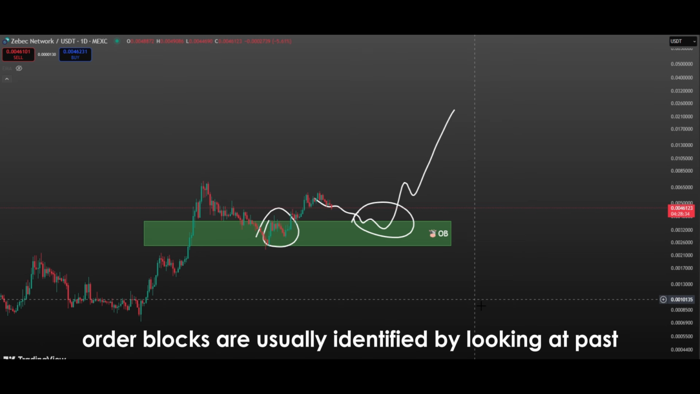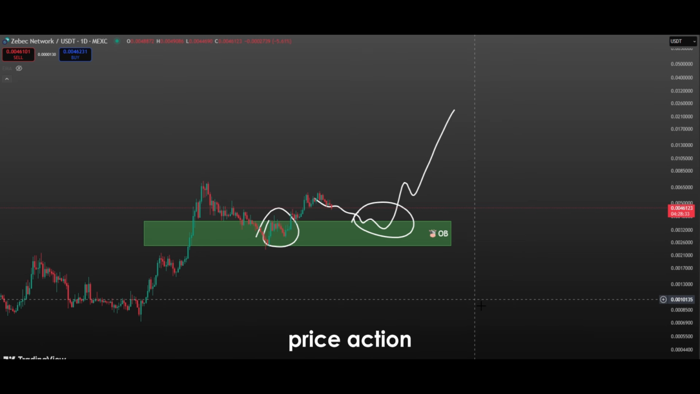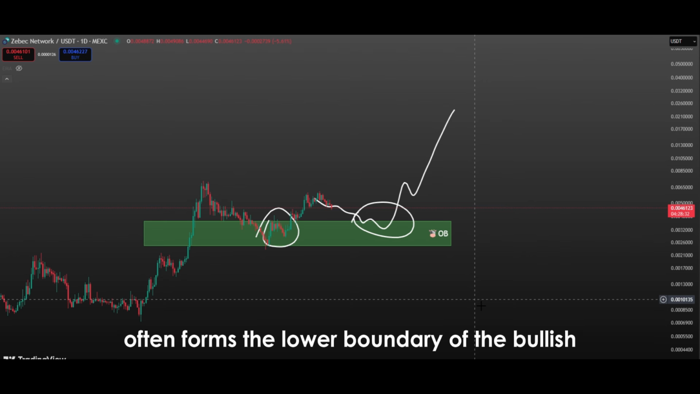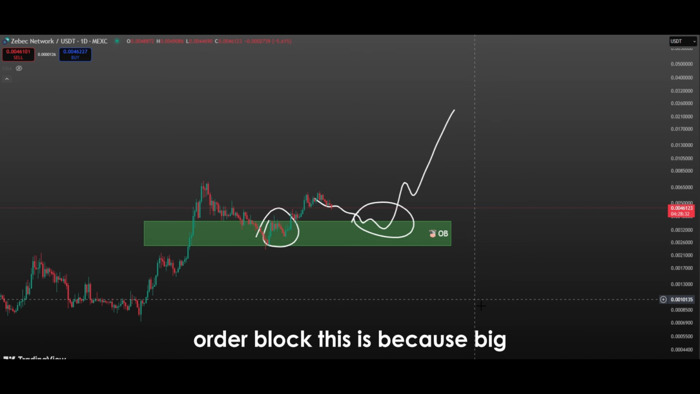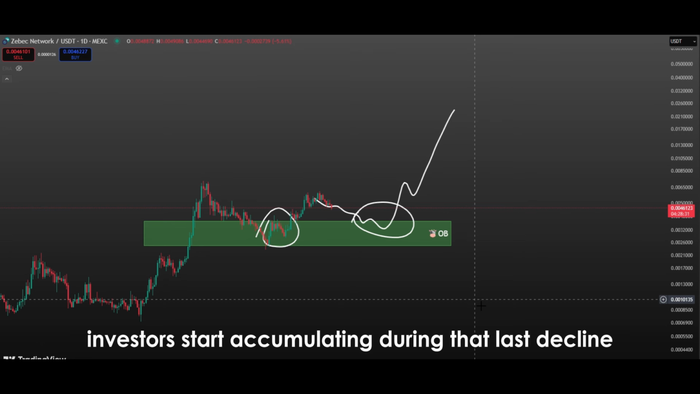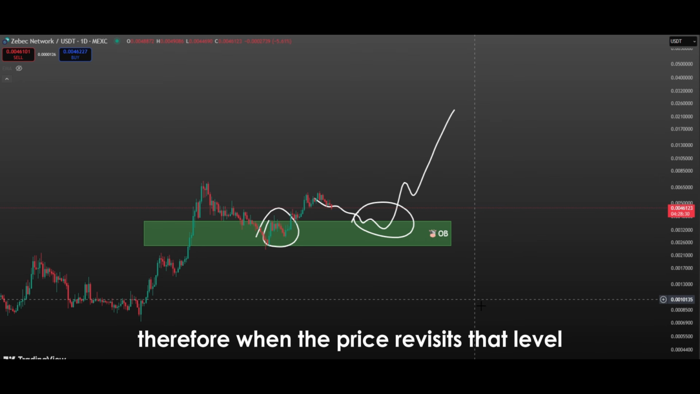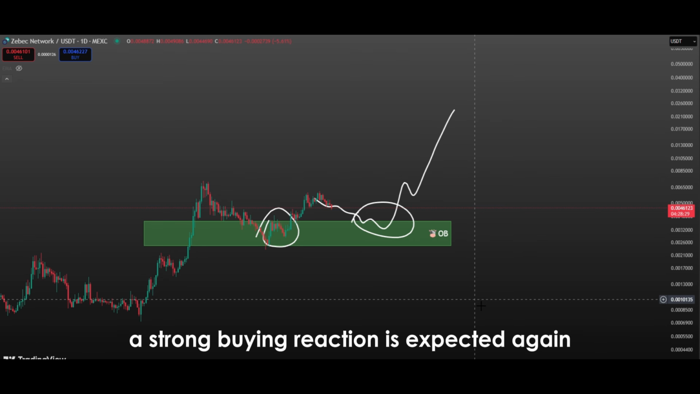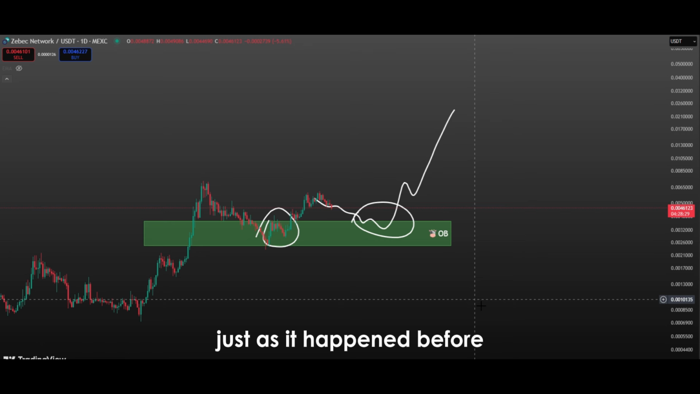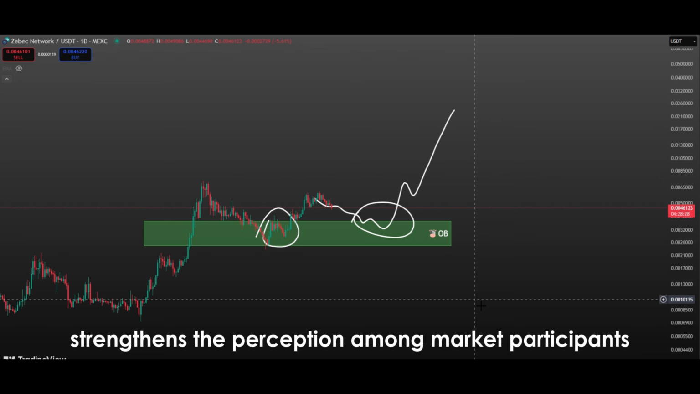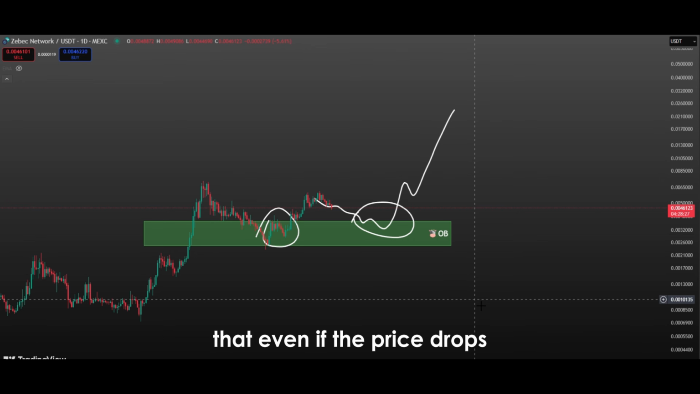Bullish order blocks are usually identified by looking at past price action. The last bearish candle before a big upward move often forms the lower boundary of the bullish order block. This is because big investors start accumulating during that last decline, and the following rally indicates that the accumulation process is complete. Therefore, when the price revisits that level, a strong buying reaction is expected again, just as it happened before. In the current case, having such an area right below the price strengthens the perception among market participants that even if the price drops, it will bounce back from here.